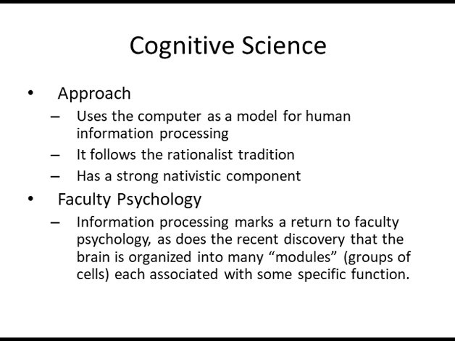So obviously cognitive science as we see it today had to come about around the time that computers were being used, because it uses the computer as a model for human information processing. It follows a rationalist tradition. It has a strong nativistic type of component to it. Information processing marks a return to faculty psychology, as does the recent discovery that the brain is organized into many modules or groups of cells, each associated with a specific function.